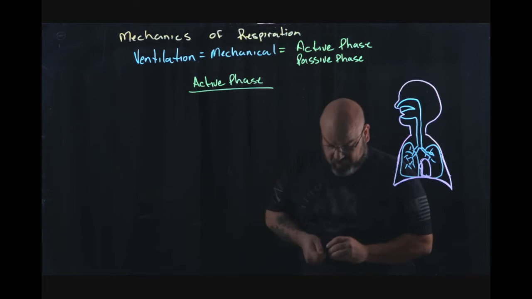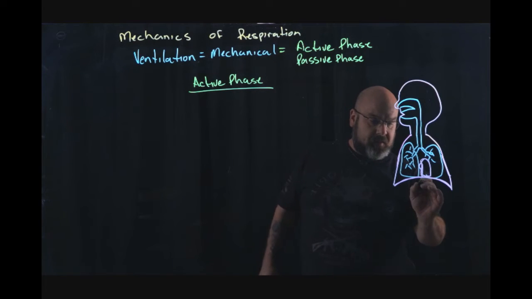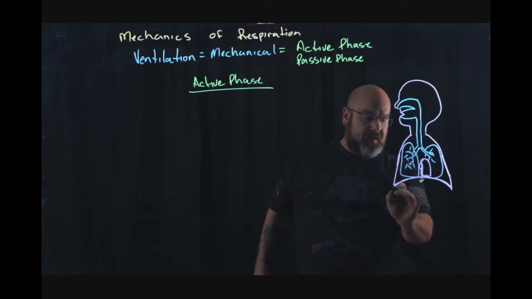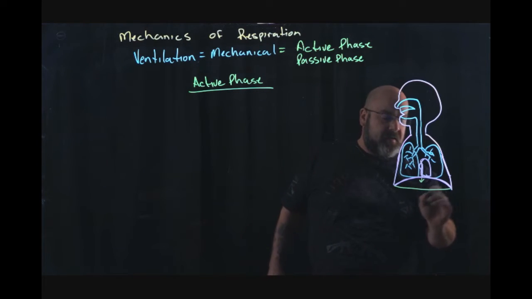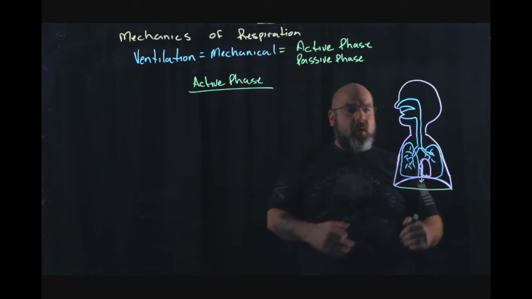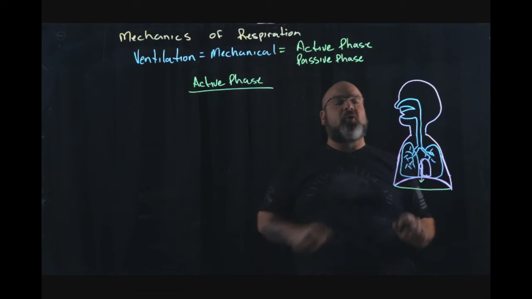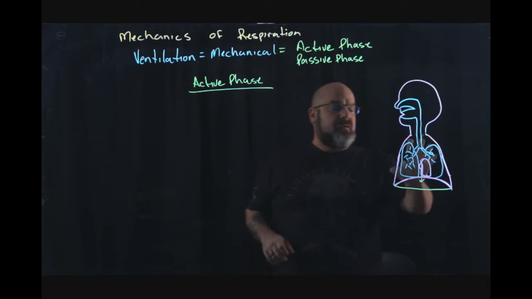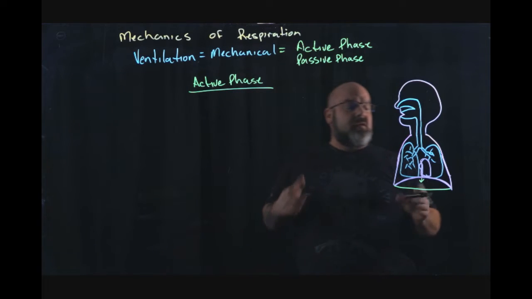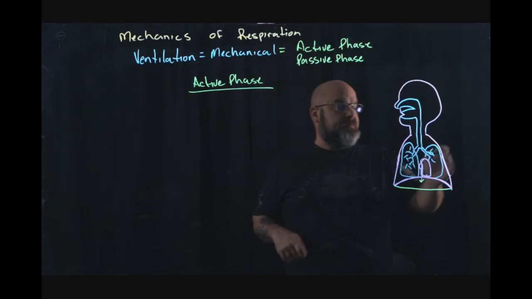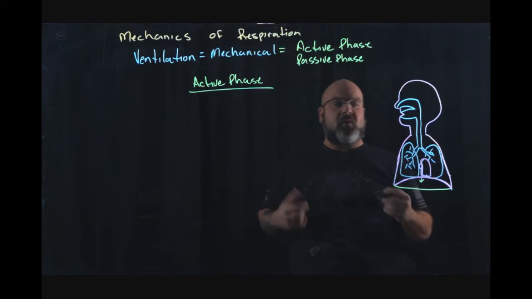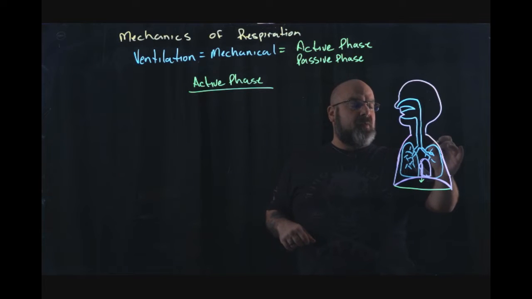So the diaphragm is going to move down. It's going to contract. The diaphragm is in a bell shape. It is going to flatten out, creating a larger area within the thoracic cavity to create a lower pressure. At the same time, the intercostal muscles are going to contract and they are going to pull the ribs up and out.